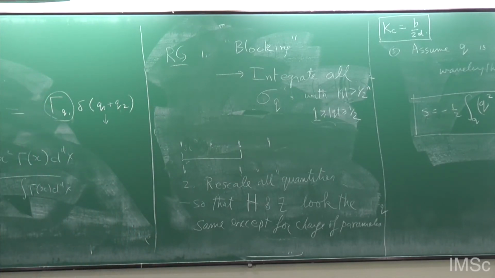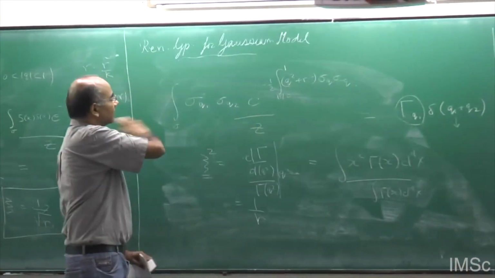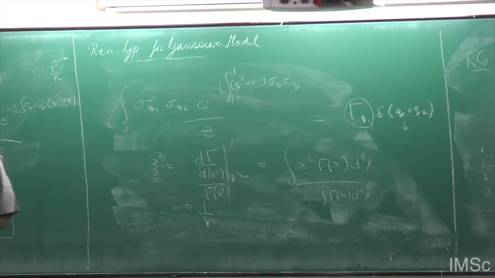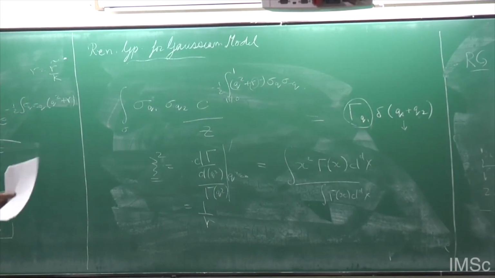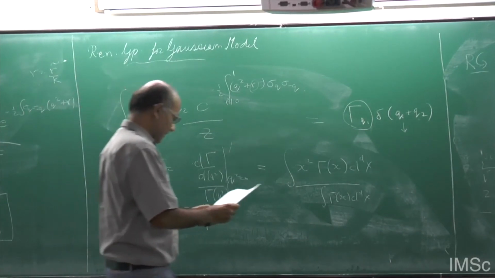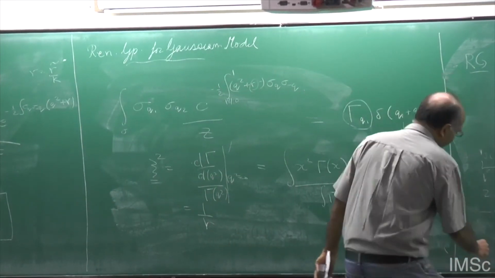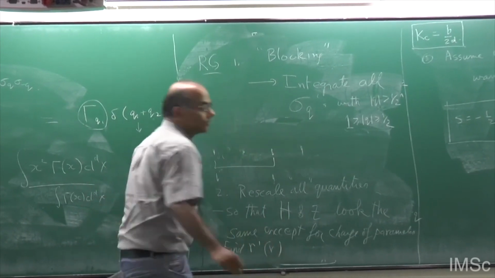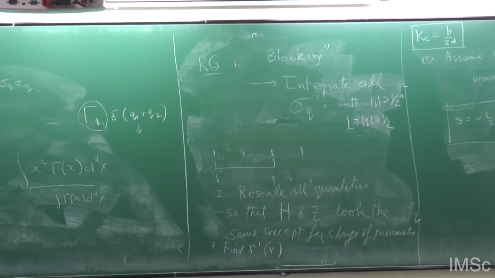So what does that mean? Whatever you do, at the end of the day, where is my S? It should look exactly like this. And you see here the range of q is from 0 to 1, right? So it should look exactly like this, except this parameter can be different. Whatever rescaling is required for that, you do, and then find r prime as a function of r. That's your transformation. Second step.